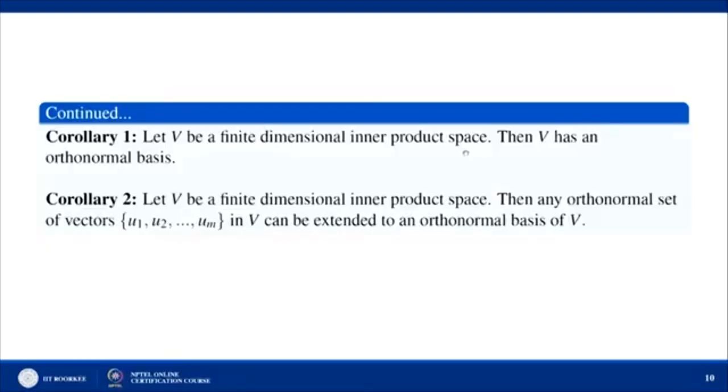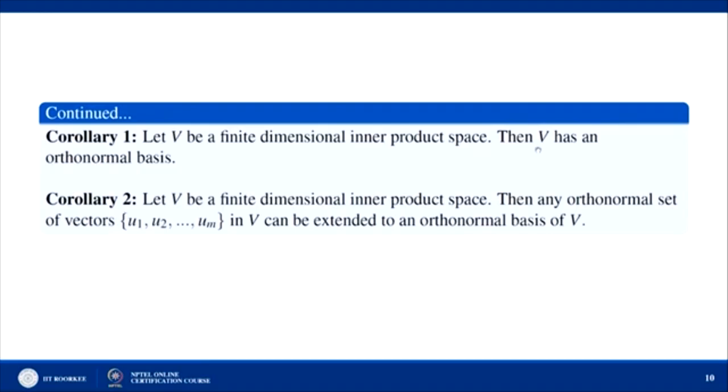So, in this way we can construct an orthogonal set of vectors, and if further we want to find an orthonormal set of vectors using this, we can divide each vector by its norm. Now, these are some results from this. If V is a finite dimensional inner product space, then it always has an orthonormal basis, very easy to show.